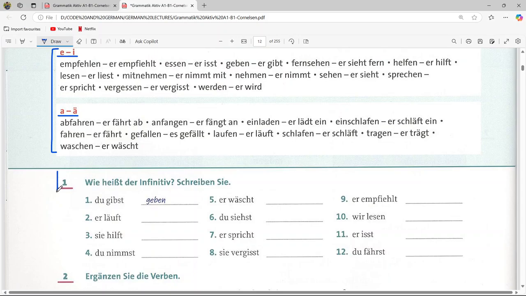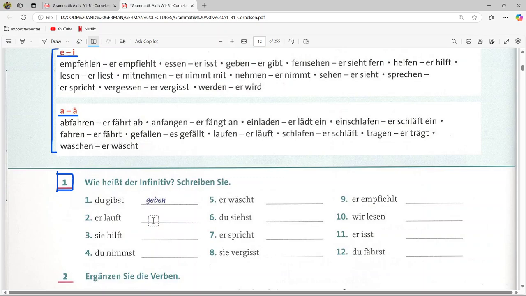Task 1. What is the task? Let us read. Wie heißt der Infinitiv? Schreiben Sie. So, what are the infinitive forms of these verbs? And we have to write them. Okay, so very easy task. Let us start. First one is du gibst. What is the infinitive form of this verb? It is geben. Geben means to give, right?